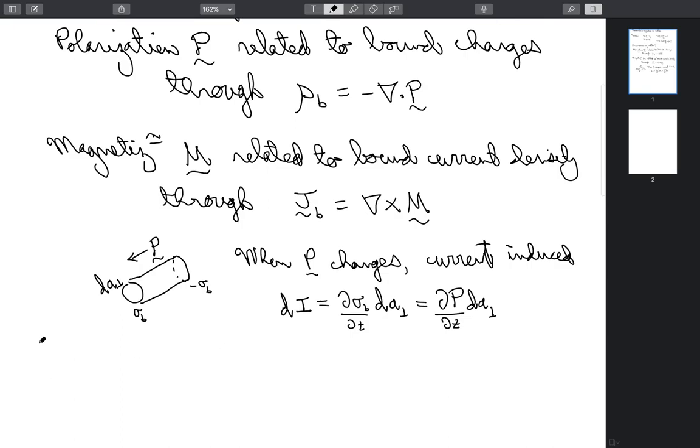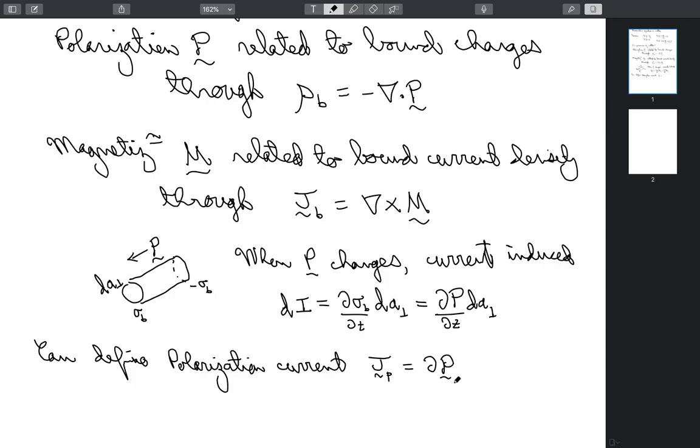So we can define the polarization current density. It's known as the polarization current, but you just have to remember that it's a current density, Jp, as just this time change of the polarization vector with respect to time. Okay, so that's the amount of differential current that you would have in this element here.